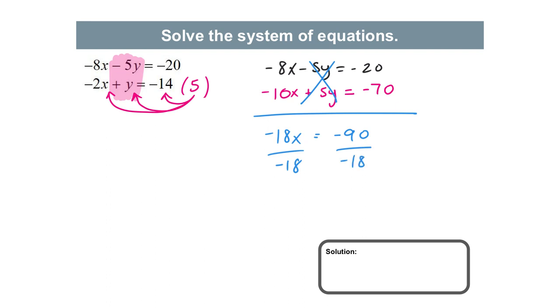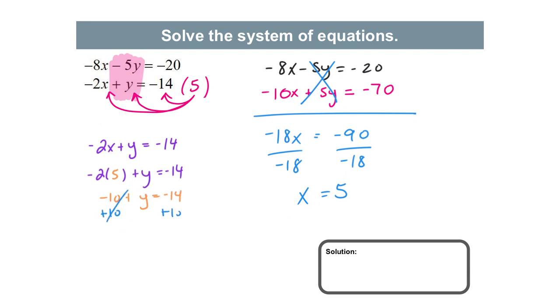Divide by negative 18. So I get x equals 5. Take that number and plug it back into whichever equation looks easiest, which for elimination won't necessarily be something that has a nice answer. So I'm going to do the bottom equation, and I'm going to plug in that 5. Negative 10 plus y equals negative 14. Add 10, and y equals negative 4. And so we get our answer of 5, negative 4.